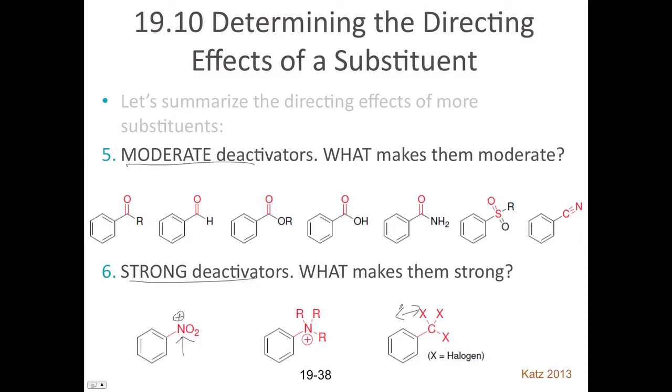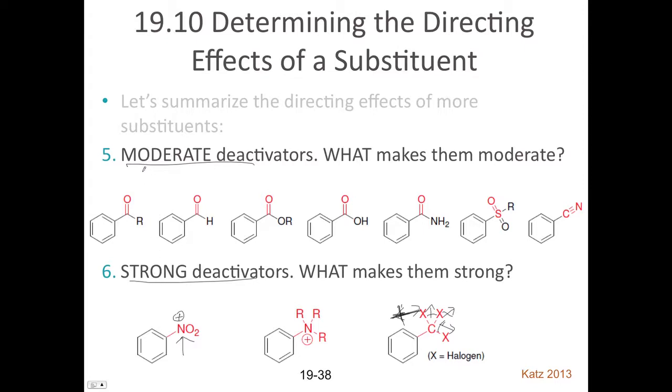Because of all the partial negative charges of the halogens right here, you have a lot of electron density being pulled out of the ring because of these strong dipoles. Again, pulling this way. All right. But the point is that you have to have some electronegative element right next to the benzene ring, or just adjacent to that. Okay, so that makes it strong deactivators.